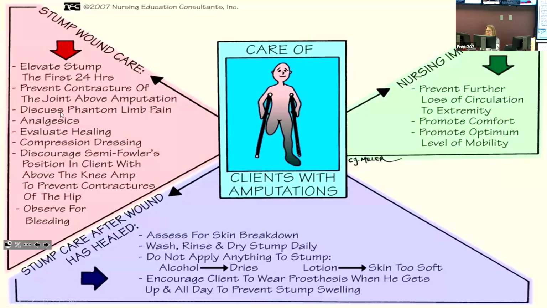You want to talk to your patient about phantom limb pain, about pain medicines. You're going to evaluate the healing. With those, typically I've seen staples. They staple it. You want to make sure that's good and closed. With an above the knee amputation where they have the stump, and they put their stump down into it, they really want to make sure they develop a healthy stump.